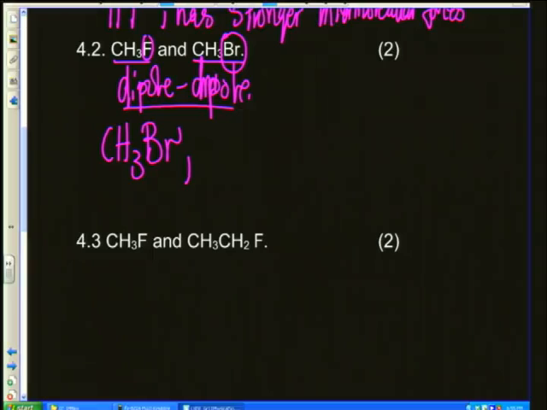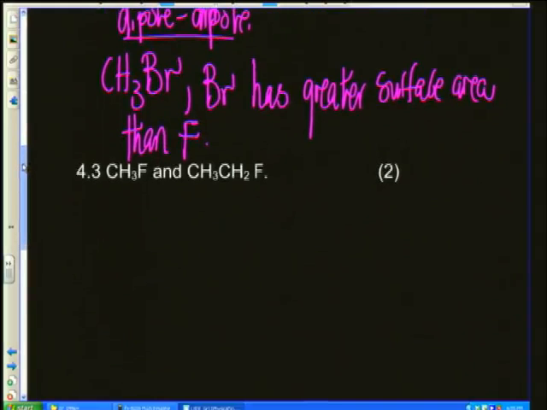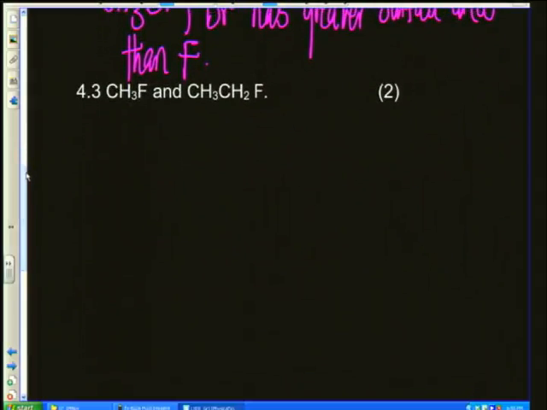The reason is that bromide has greater surface area than fluoride, because the atom is bigger, and hence that will lead to us having stronger intermolecular forces in bromomethane. And then the last one here, they say fluoromethane compared to ethane.